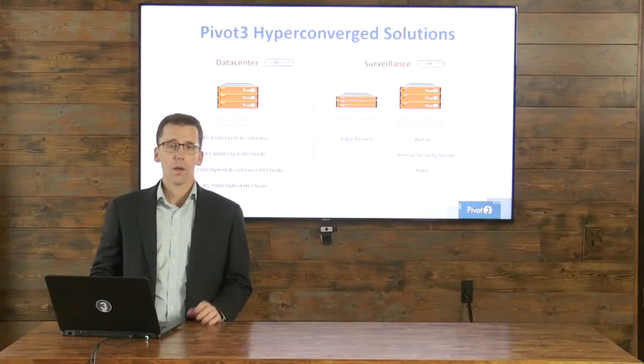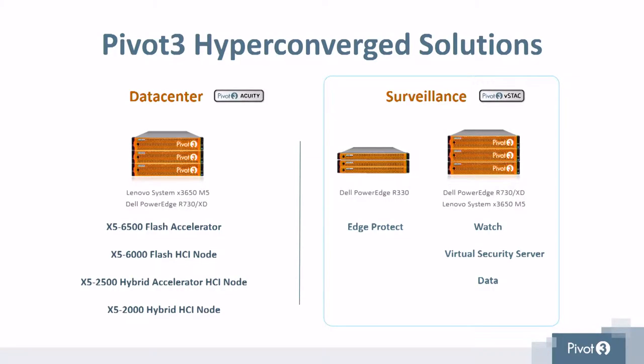Now, as you probably know, Pivot3 is a leader in hyperconverged infrastructure solutions. We have products that fit general purpose data center applications, mostly based on our Acuity product line. And then we have products that are designed specifically for a video surveillance application and workload, our product called VStack.